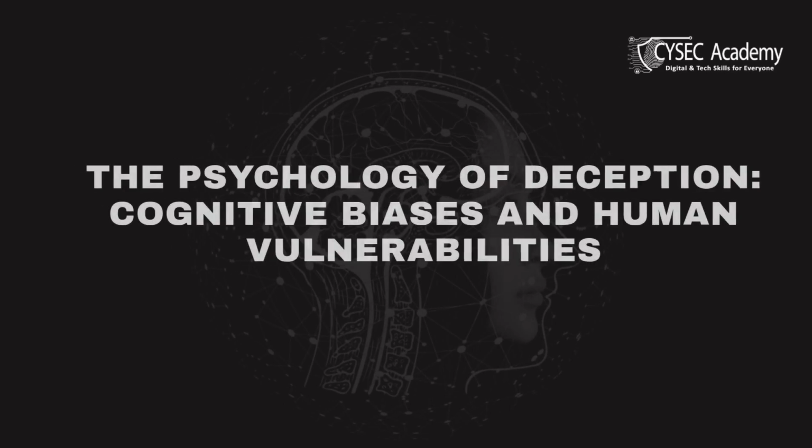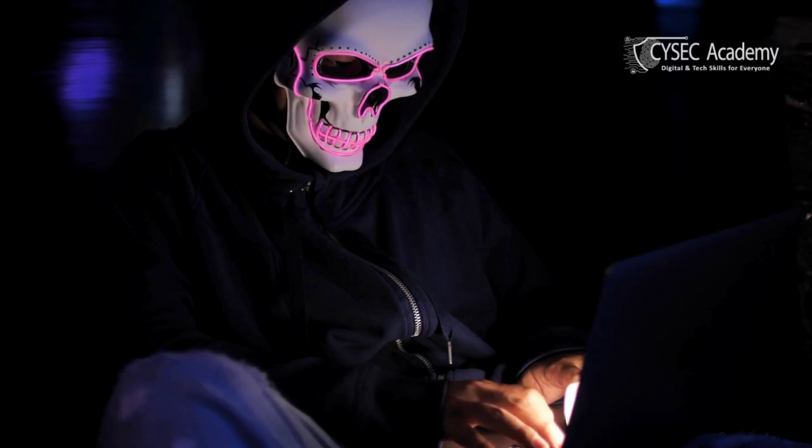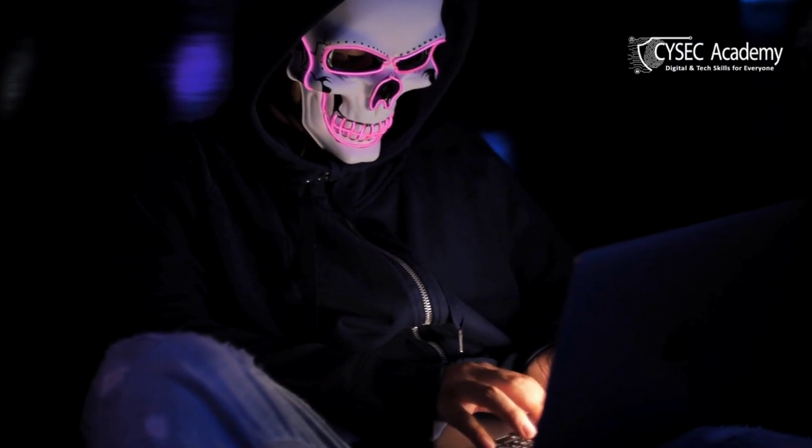The psychology of deception, cognitive biases, and human vulnerabilities. Let's talk about your brain. Yes, yours. It's brilliant, but it has shortcuts. These shortcuts, or cognitive biases, help you make quick decisions without overloading your mind. While incredibly helpful for day-to-day survival, they also leave us open to manipulation, especially when we are rushed, distracted, or emotionally triggered. Cybercriminals understand how we think, and they exploit these biases with precision.